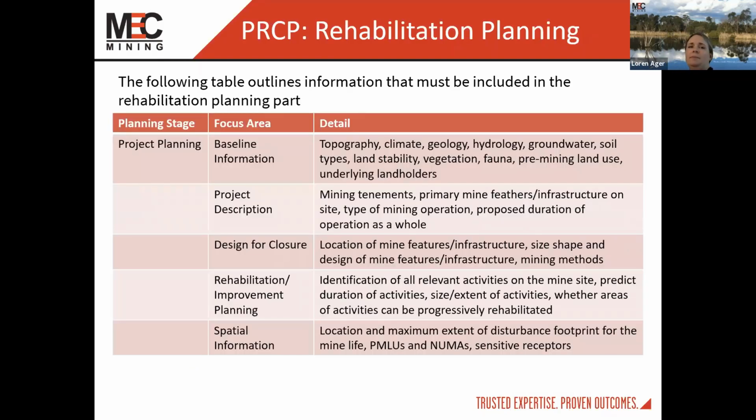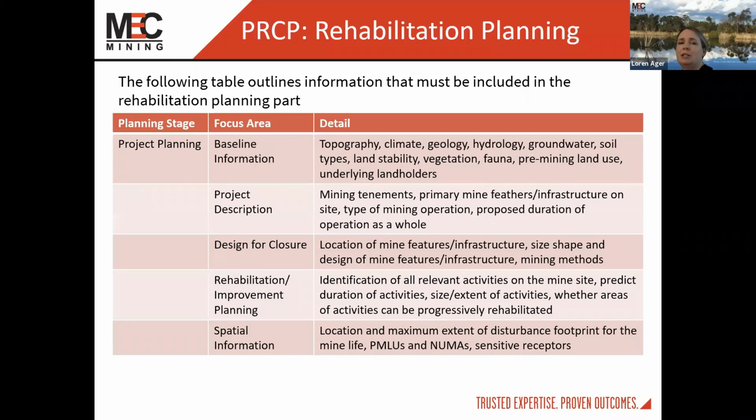So I guess the following tables over the next couple of slides tell us a little bit about what is required in this document that is produced. So part of that, I guess, if anyone's been involved in the environmental impact statements or any other environmental applications previously, you'll know that some of this information is extensive. There is a lot of planning, there's a lot of information that is required, and that's also part and parcel because it does support that statutory requirement under the schedule section. So project planning includes baseline information, project description, design for closure, rehabilitation improvement plans, and spatial information.